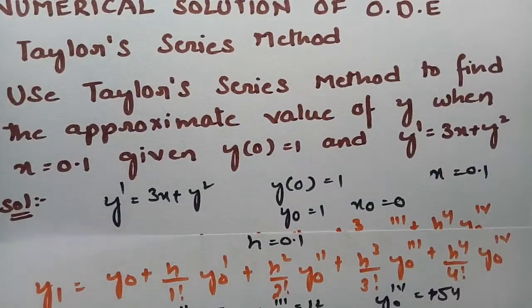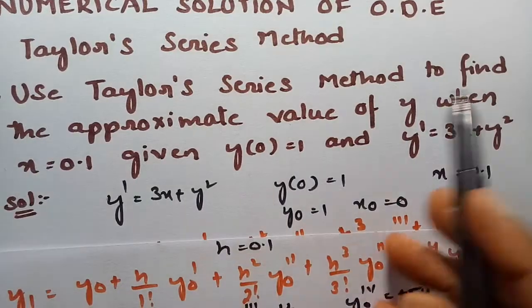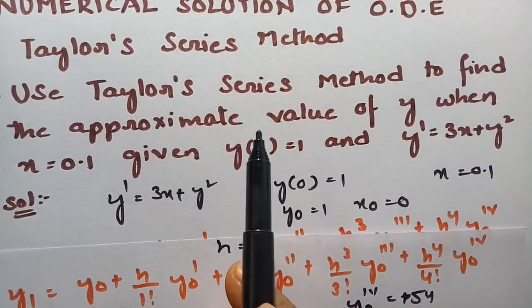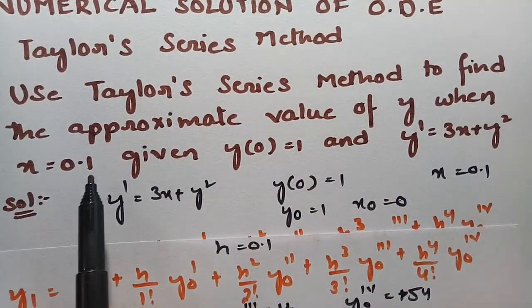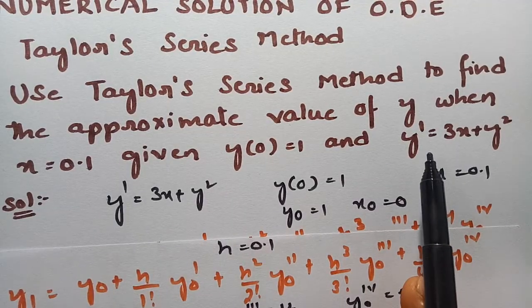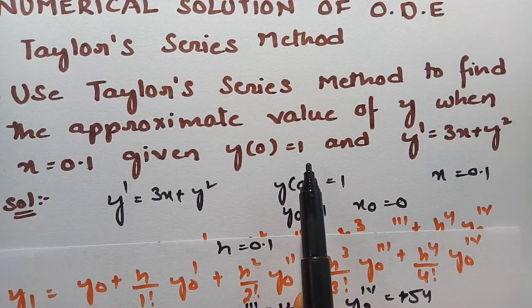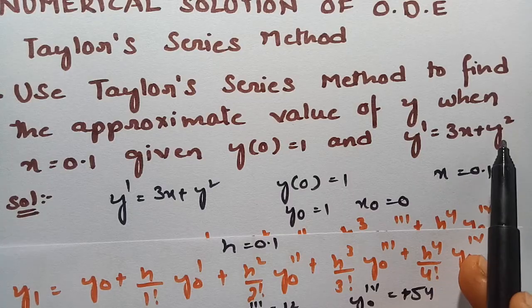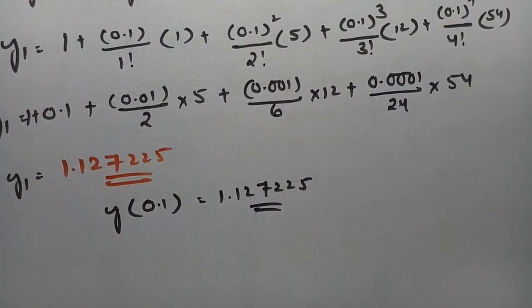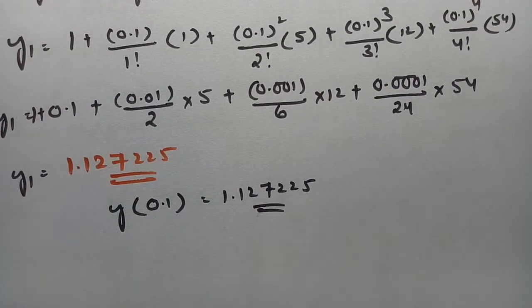We have to use the Taylor series method to find the approximate value of y at x is equal to 0.1, given y naught is equal to 1 and y dash is equal to 3x plus y square. So this is the value, that is 1.127225.